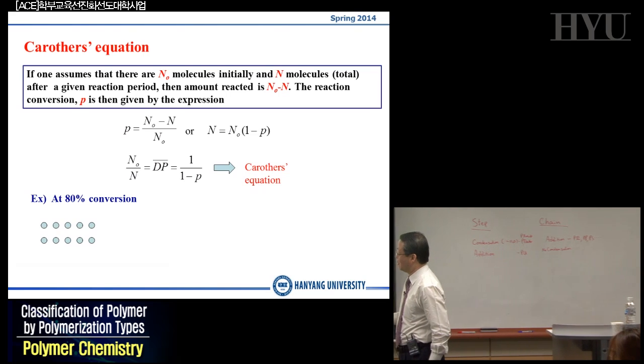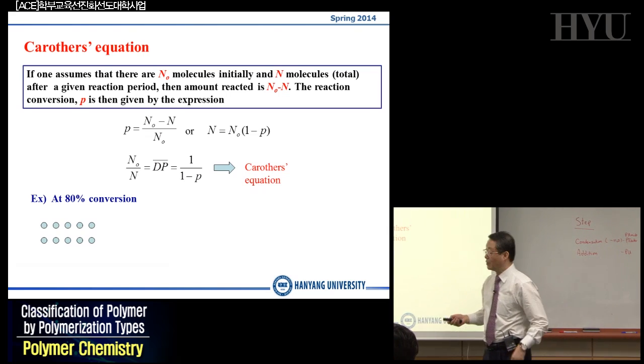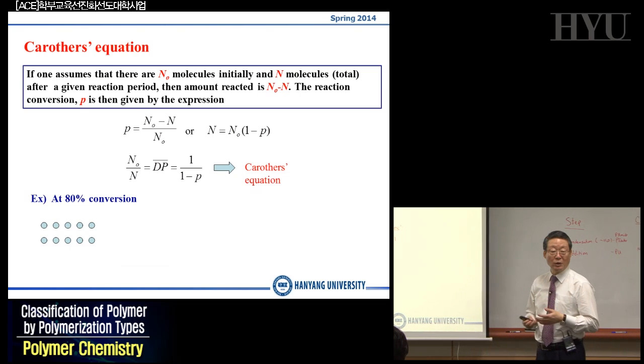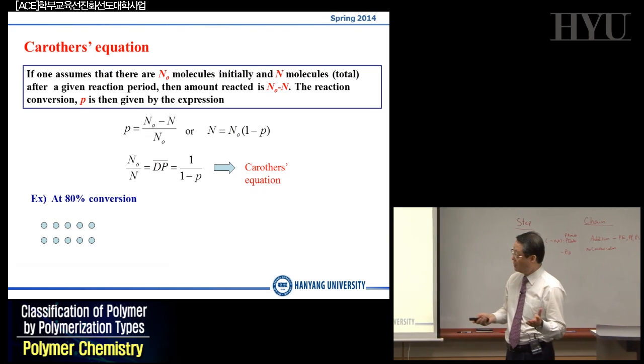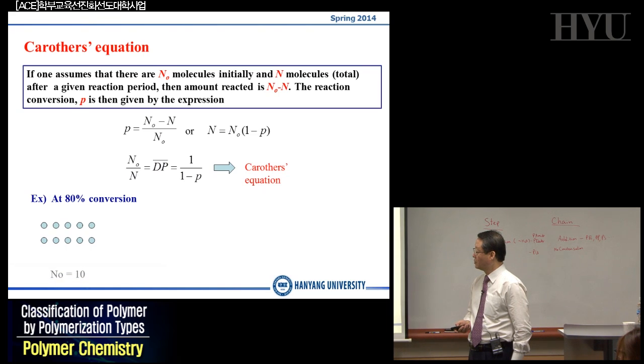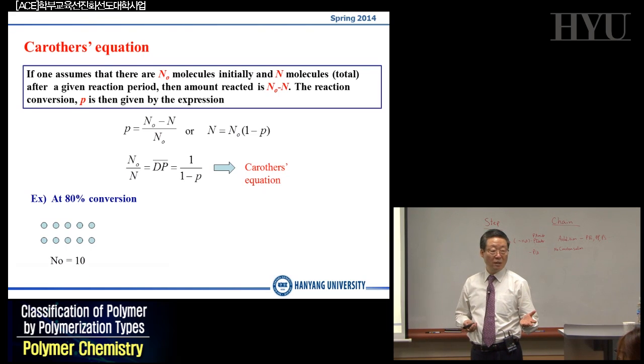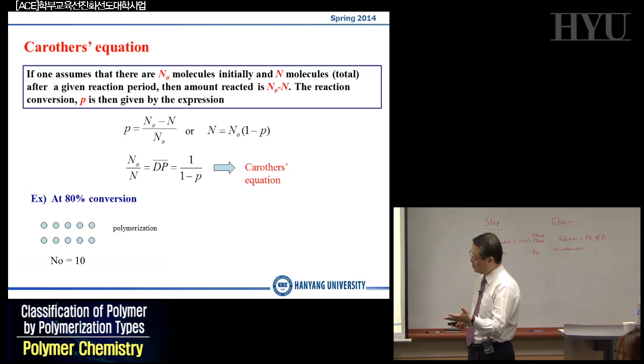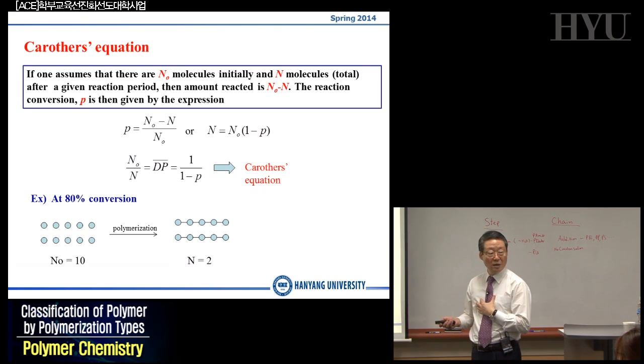So let's say that we have about 80% conversion. So 80% conversion means P is equal to 0.8, right? Now, let's say we have about 10 molecules right here, so N0 is equal to 10. If you proceed with the polymerization reactions, later we have 2 molecules, right? Starting from 10 molecules, at a given time t, N is equal to 2, okay?